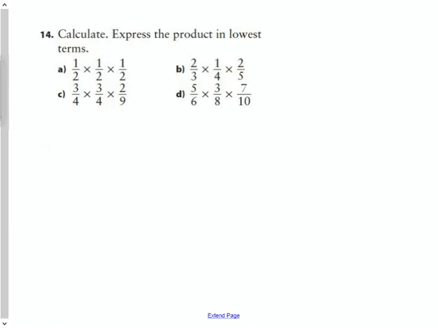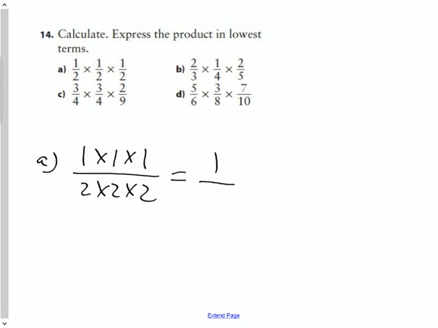Question 11. Question 14 says calculate and express the product in lowest terms. So for A, a half times a half times a half, what is our procedure for calculating the product of two proper fractions? We multiply our numerators and multiply our denominators. So for this one, because they are all multiplication, we can actually write A as being 1 times 1 times 1 over 2 times 2 times 2. What's 1 times 1 times 1? If anyone in this room thinks 2 times 2 times 2 is 6, you got to think again. 2 times 2 is 4, times 2 is 8. So your product is 1 over 8.